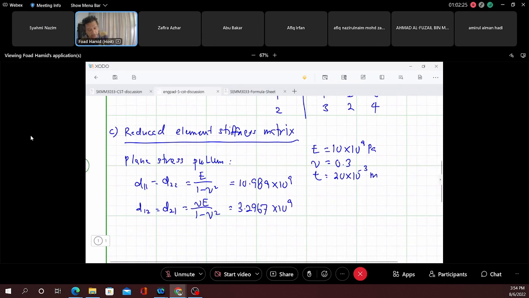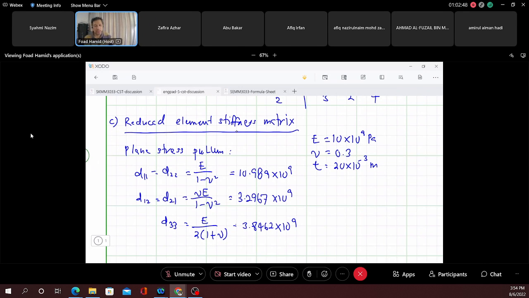And lastly, D33. D33 is just E over 2, 1 plus mu, which you calculate should be 3.8462 times 10 to the power of 9. Okay, so this is the common value that we need to use, because in the formula we need to use all this D11, D22, D12, D21, and so on.